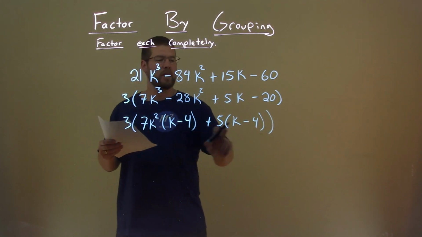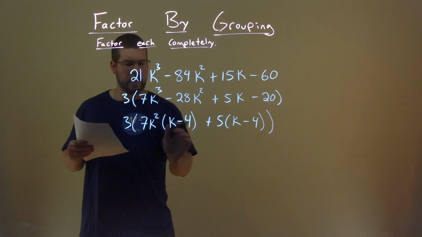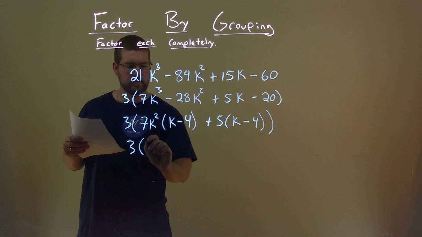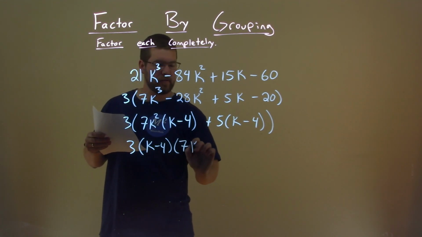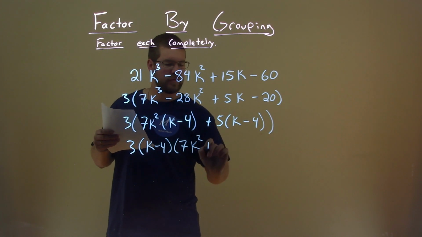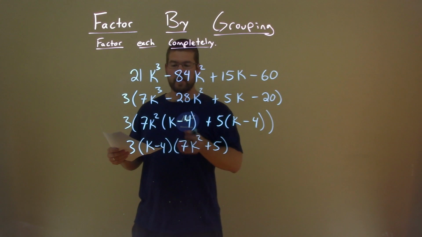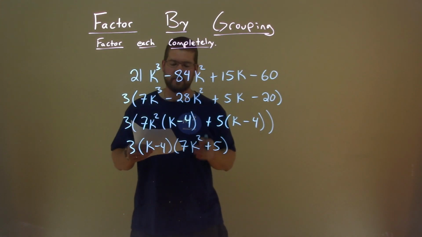Now notice the k minus 4 is written twice. So 3 stays here, and we pull out that k minus 4 from both parts. What are we left with? Just that 7k squared, and then plus the 5. And there we have our final answer: 3 times k minus 4 times 7k squared plus 5.